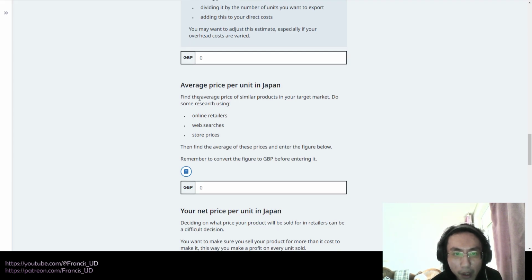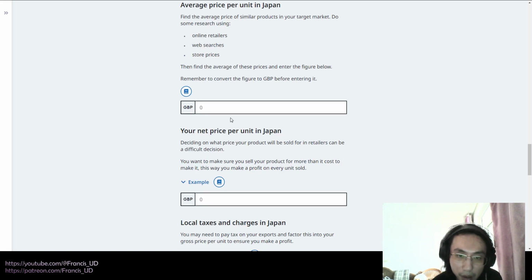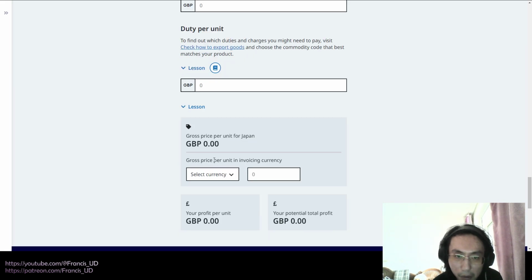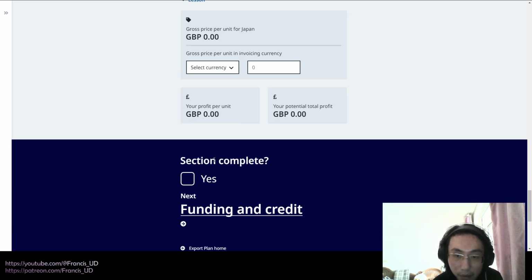Average price per unit in Japan. Find the average price of similar products in your target market. Do some research using online retailers, web searches, and store prices, then find the average of these prices. Enter the figure below. Remember to convert the figure to British pounds sterling before entering it. Oh, this one is so complicated.